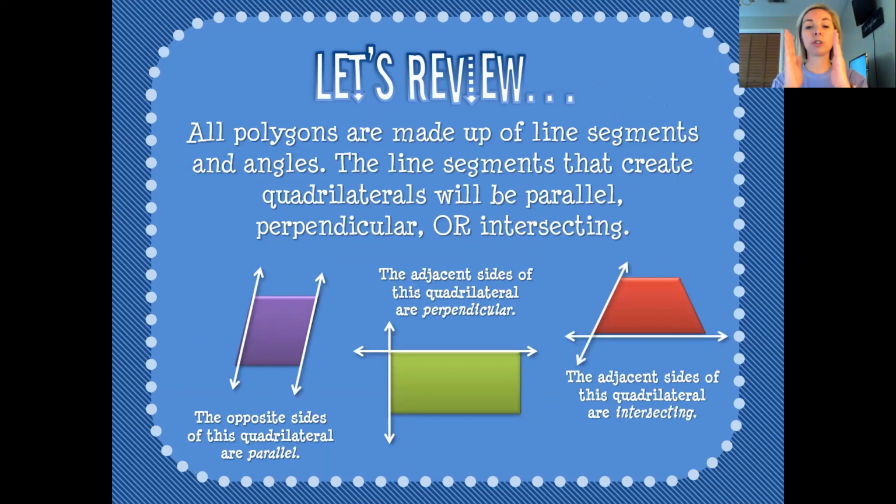So the purple shape is showing the parallel lines. The green shape is showing you perpendicular lines. They make a 90-degree angle. And then intersecting lines are on the red shape.